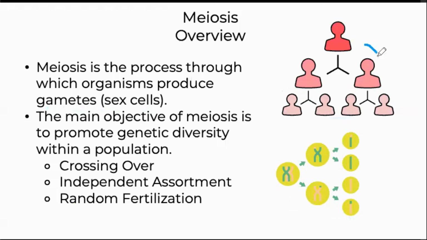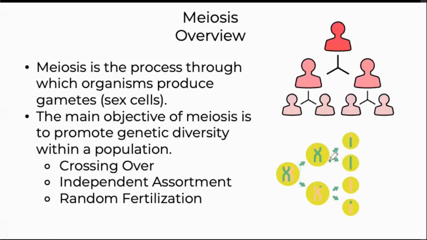And that's done through three different ways. The first one is crossing over. Crossing over, we're going to talk about more in detail, but it's this idea that the chromosomes line up and then they switch to eventually get new combinations.